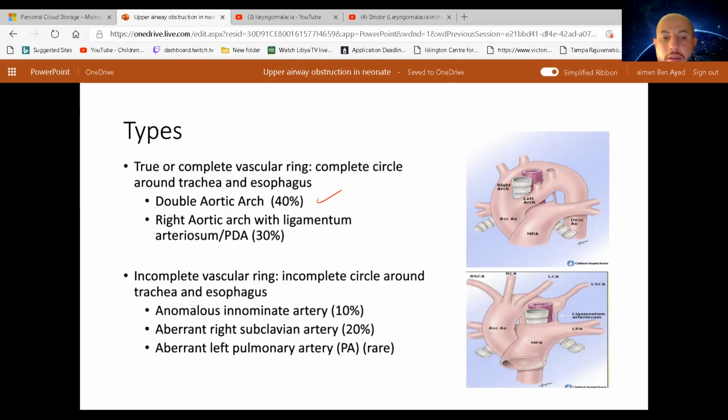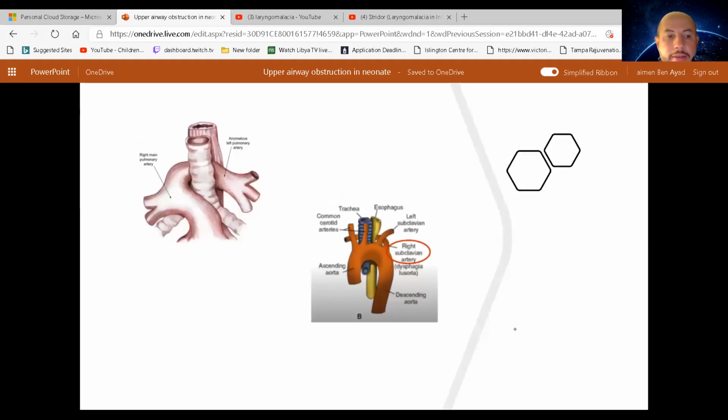Incomplete vascular ring means an incomplete circle around the trachea and esophagus. We have different types: anomalies of the innominate artery, the aberrant left subclavian artery, or the aberrant left pulmonary artery. Here are a couple of pictures. This is the aberrant left pulmonary artery: you can see the right main pulmonary artery and the left pulmonary artery passing between the trachea and esophagus.